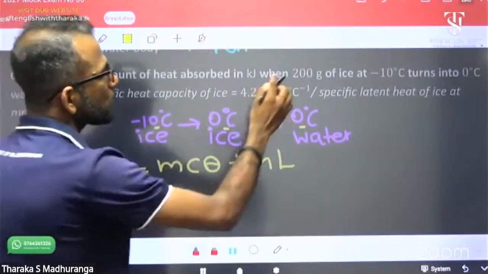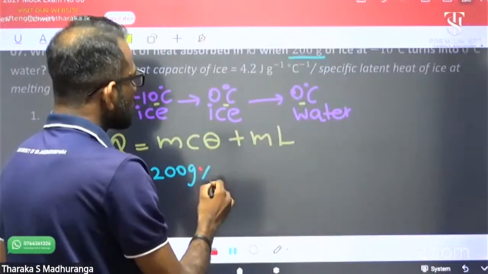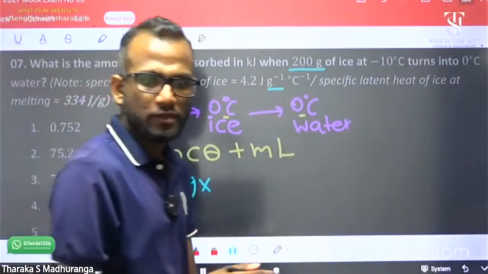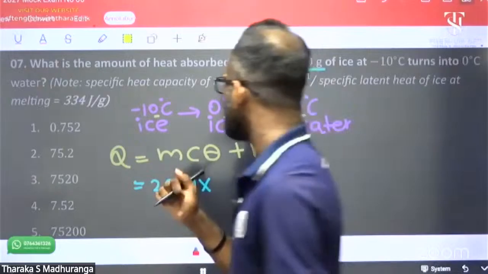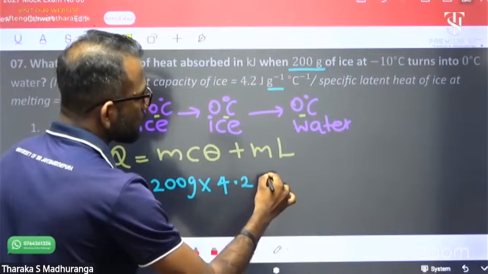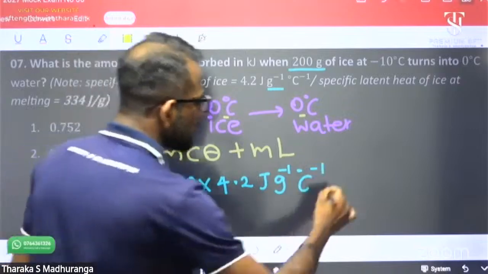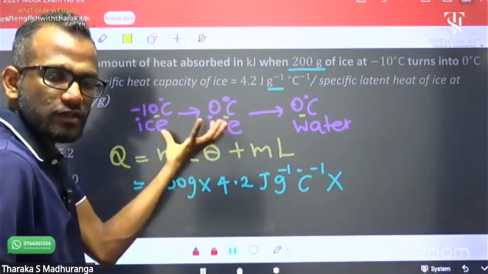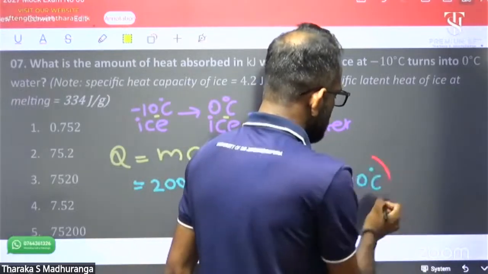Now, the mass is 200 grams, and the specific heat capacity is also given per gram. Do you need to convert into kilograms? No. The specific heat capacity is also given per gram, so 4.2 joules per gram per Celsius. Then the temperature difference, minus 10 to 0 Celsius, is 10 Celsius.